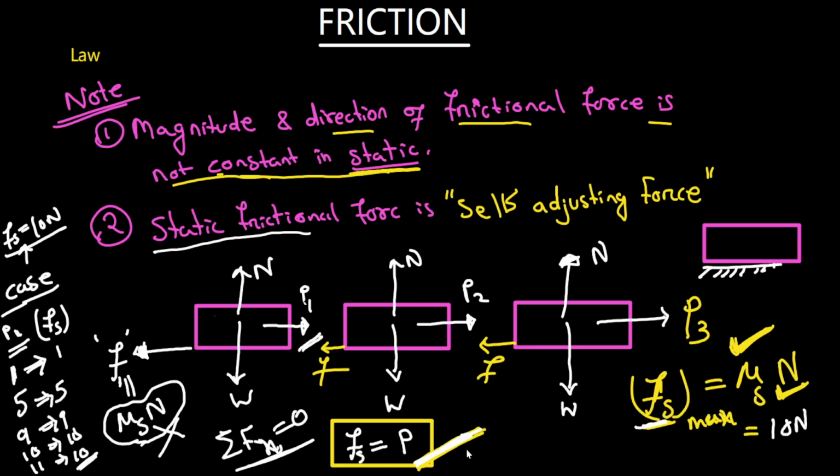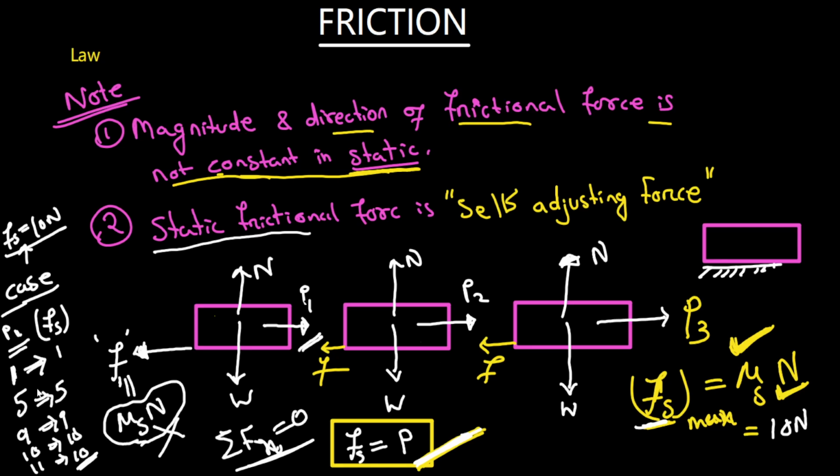Once the applied force in the direction of possible motion, these forces P1, P2, P3, increase, whenever this magnitude is above Fs maximum, what will happen? The frictional force will be maximum only. If it is below, like 5 Newton when the maximum is 10 Newton, you will get the same 5 Newton only. I think you got the clarity on how to calculate the frictional force.